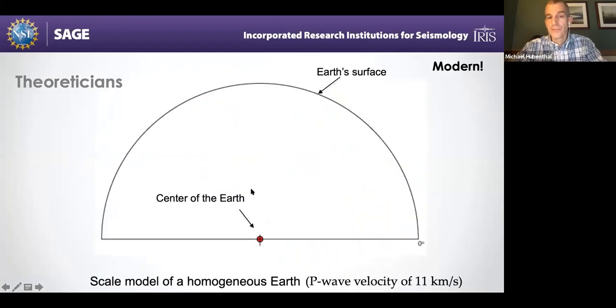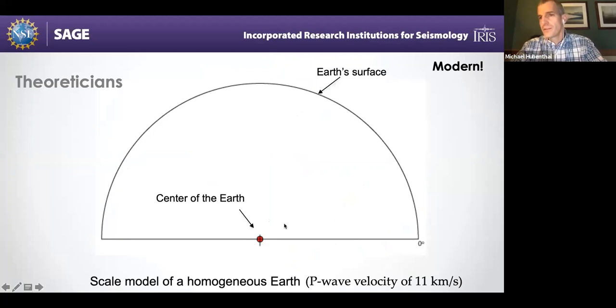Meanwhile, the theoreticians are going to get a scale model of the Earth. It's two pieces of 8.5 by 11 paper, scaled down to a ridiculously small scale to fit. They're going to tape the paper together. In the center is marked a red dot for the center of the Earth, and the curve on the outside is the surface of the Earth.